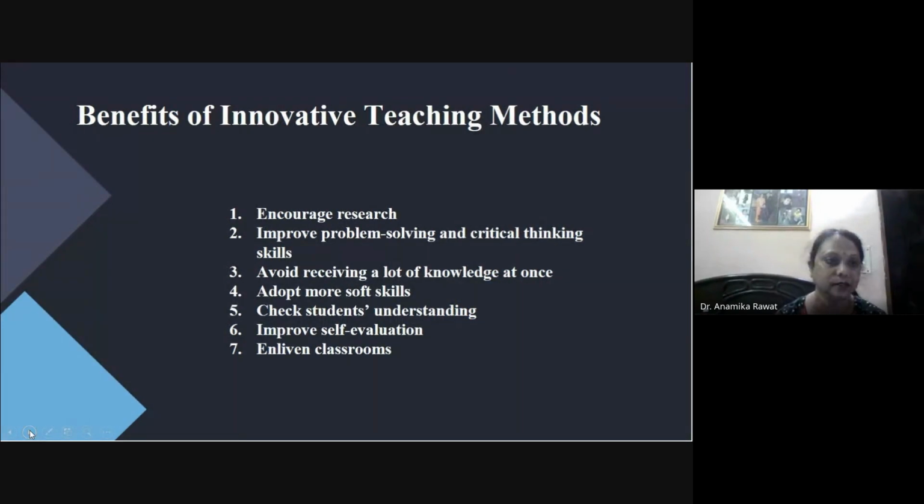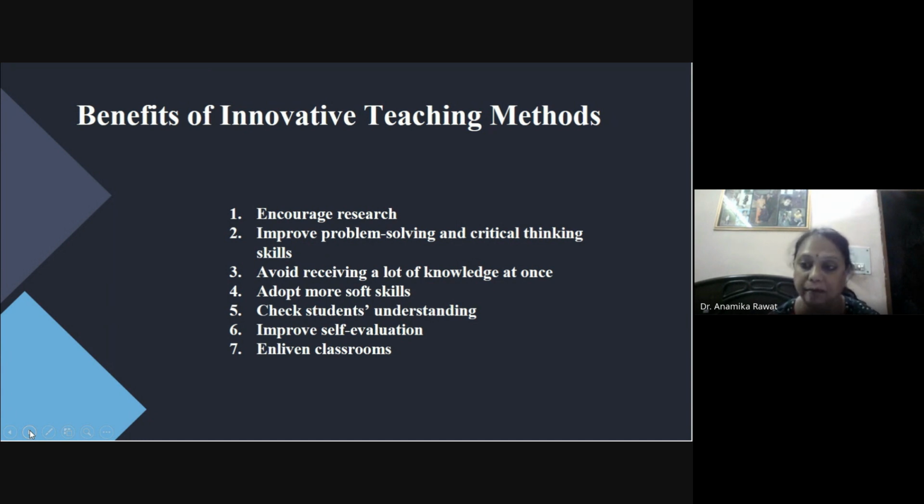Now the question is: what are the benefits of innovative teaching methods? Why do we have to use them? In the introduction, we have to discuss basic knowledge about innovative teaching methodologies. But what is the basic need? Why is there a requirement? The first point is that it encourages research. Research is a more powerful tool in today's scenario. If we don't have any problem statement, we don't have any answer. So first we have to find out the problem statement.